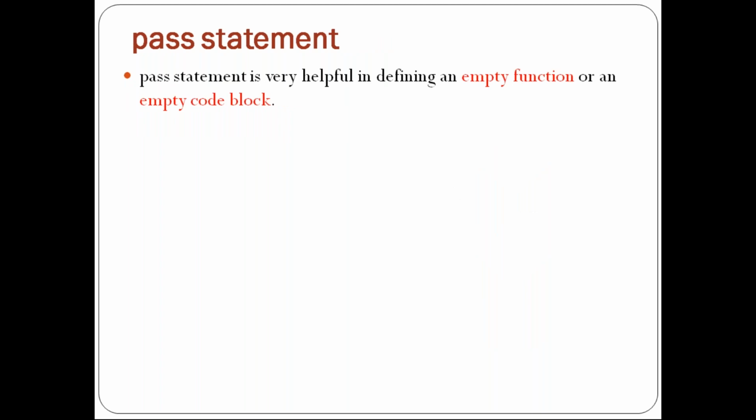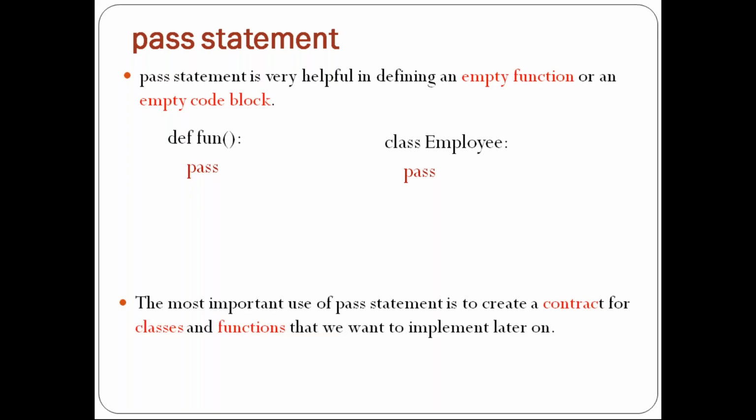Next, the pass statement is used if you'd like to give a null definition for a method. Otherwise, if you'd like to give a null definition for a class, then we will be using the pass statement. And the most important part of using the pass statement is that it creates the contract for the classes and the functions that we will be implementing later. For the time being, we will be giving the definition as pass.